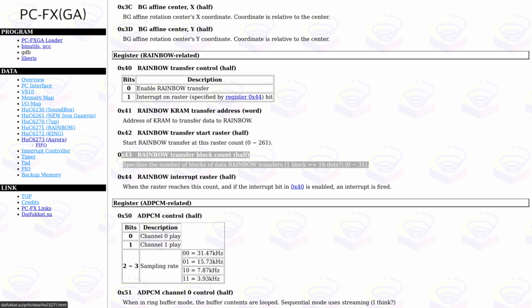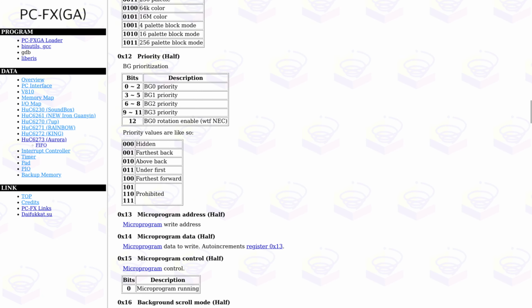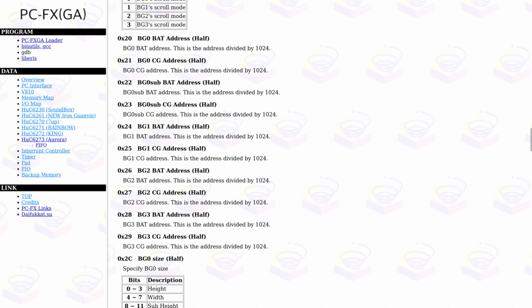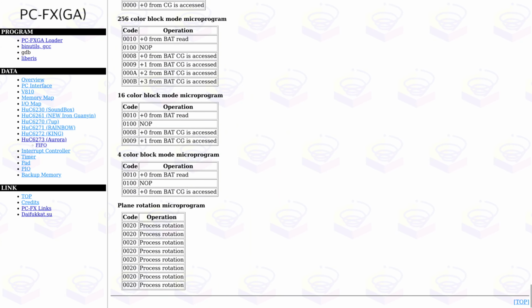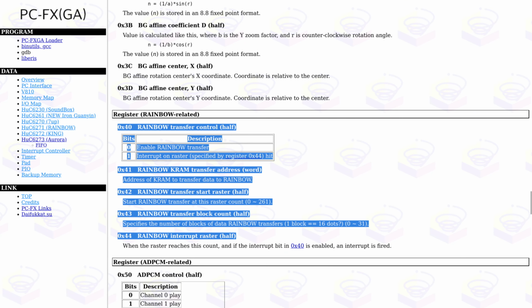Because if you look at the Rainbow itself, there's not much going on. There's horizontal scroll, control, and then 4 unknown registers. I looked at what MetNetFin does with these. They don't do anything really important from what I gather. The real important stuff is actually inside of King itself. That tells you how you configure Rainbow. Unfortunately, none of this tells us how the Rainbow graphics are actually encoded.